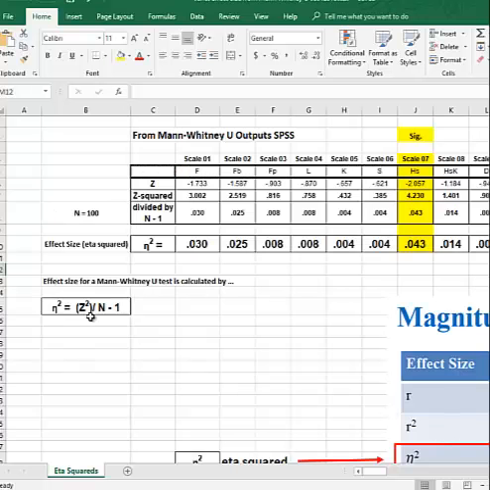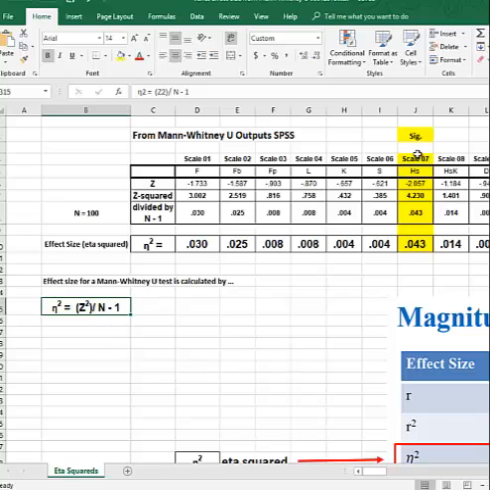You have to hand calculate the effect size, and that little n is eta squared. That's the type of effect size. There's several different types of effect size: eta squared, omega squared, r squared, Cohen's d. The list goes on and on. But for this test, we're using eta squared, and this is how you calculate it. The z-score from the SPSS output is divided by 1 less than the sample size.